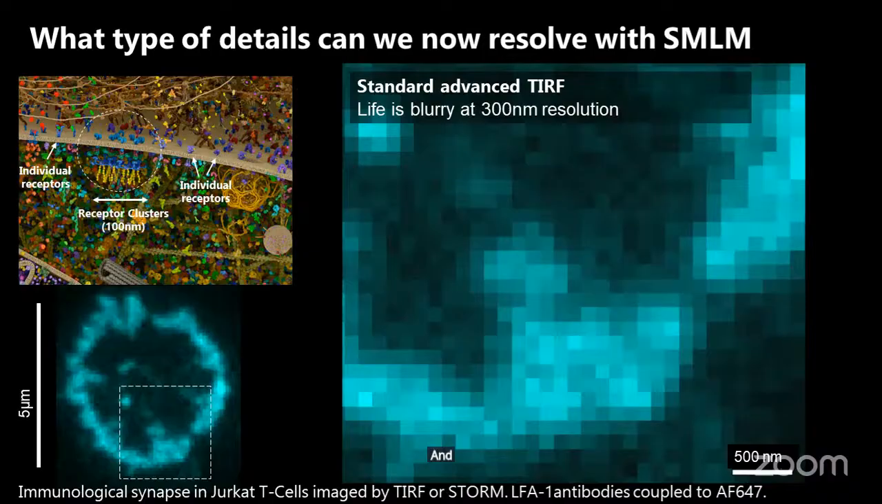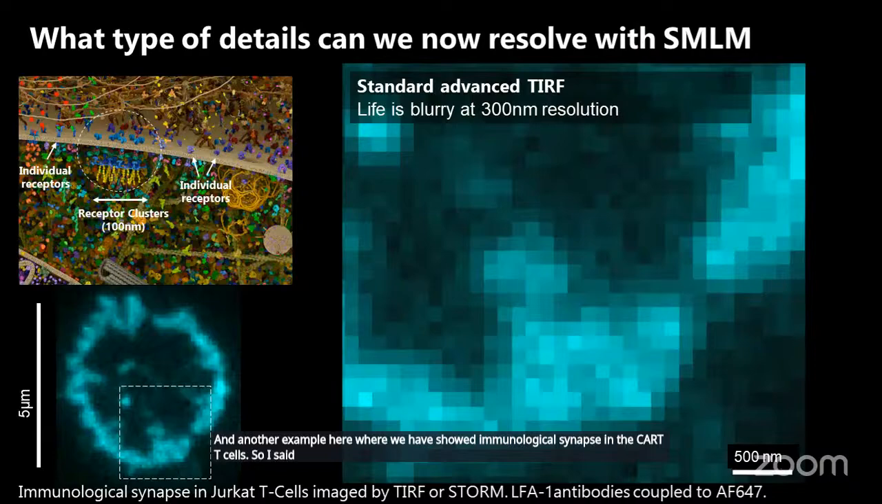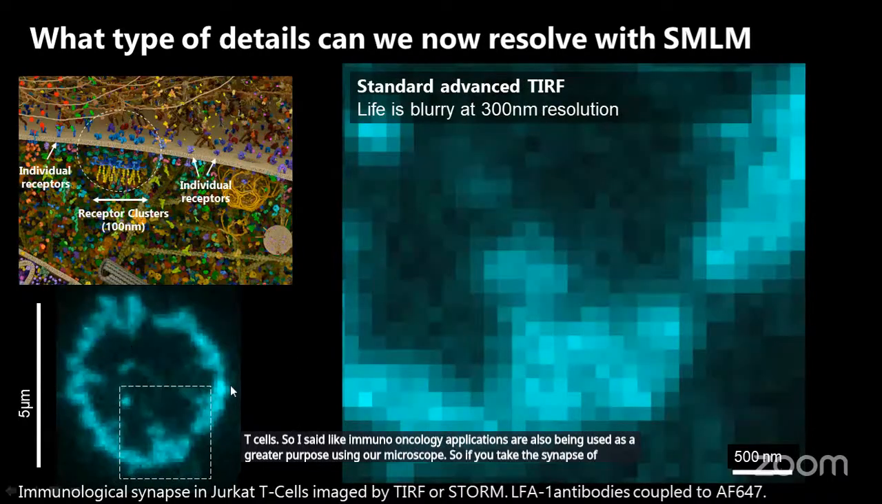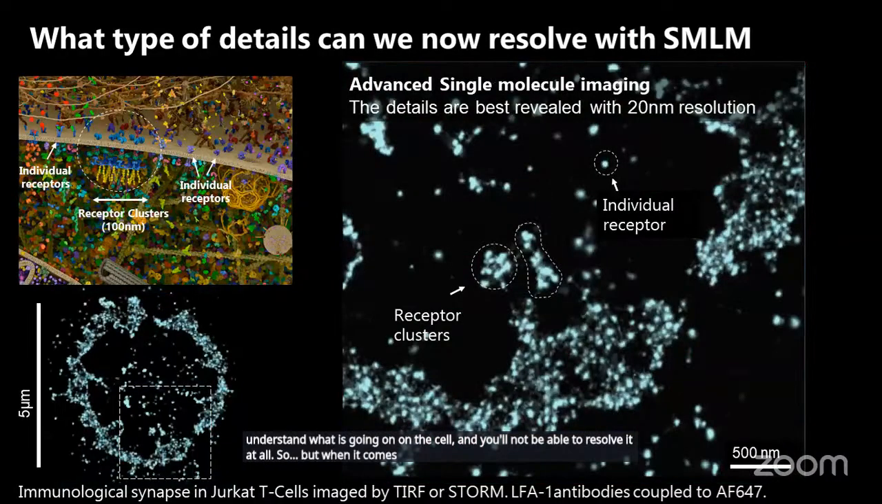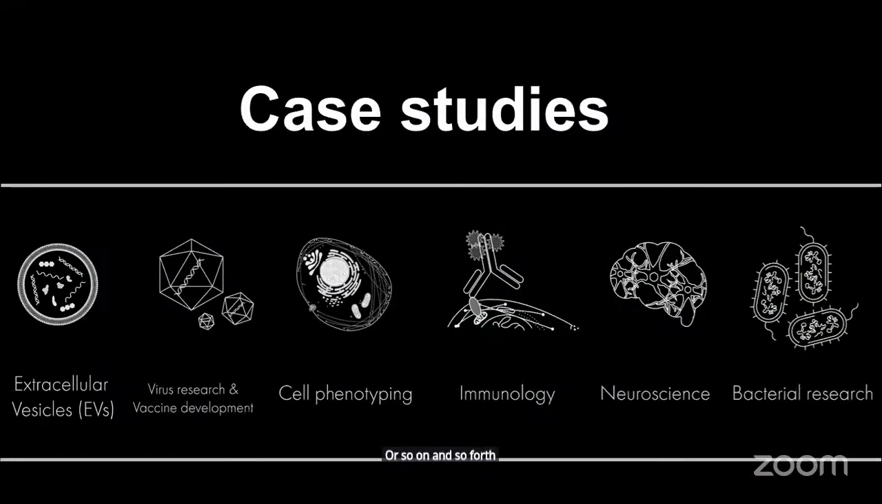Another example here is where we have shown the immunological synapse in Jurkat T cells. Immuno-oncology applications are also being pursued using our microscope. If you take the synapse of T cells, it looks something like this in a confocal. You will not be able to understand what is going on in the cell, and you will not be able to resolve it at all. But with SMLM on the same slide, you can appreciate the receptor clusters, whether they are clustered or whether individual receptors are present. These are the overall applications I wanted to show you.